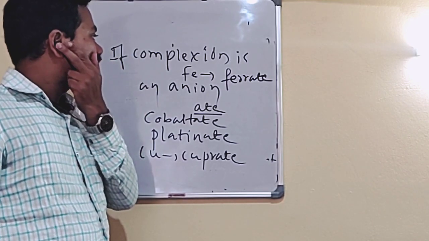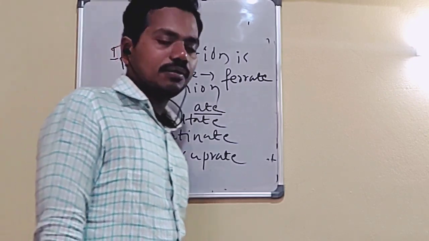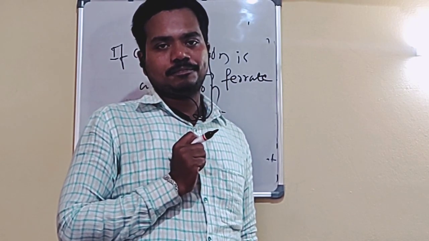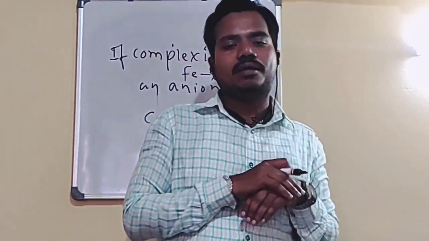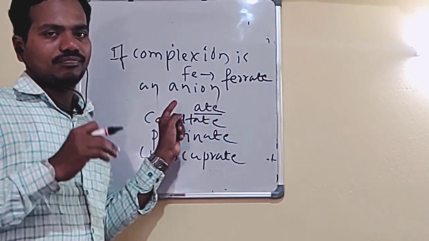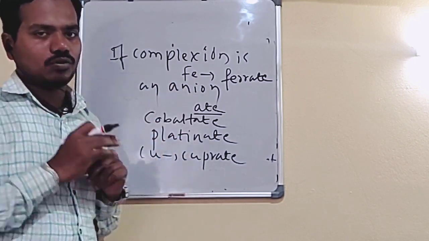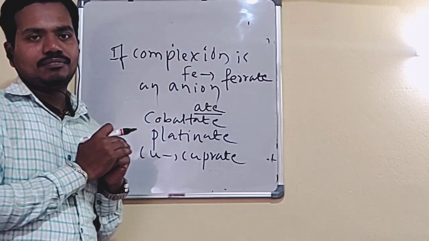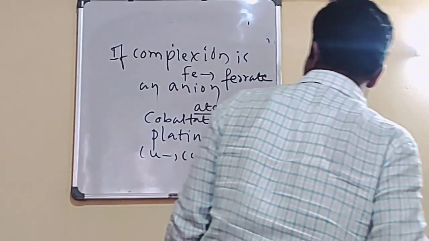If the complex ion is an anion, the name of the central metal atom ends with the suffix -ate. In some cases, the name of the central metal atom also changes to Latin names. For example, iron becomes ferrate. There will be other examples. When we discuss examples, we will discuss in detail how the name changes to the right Latin word. Clear? So next point here.